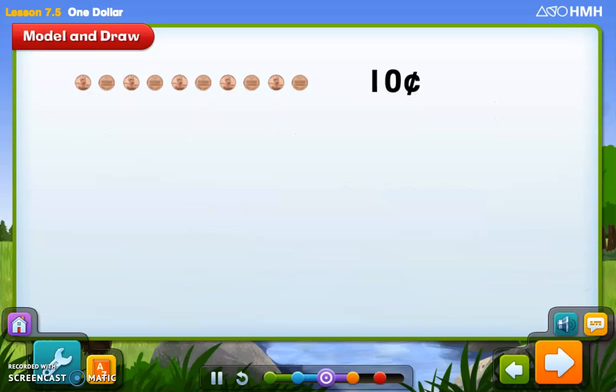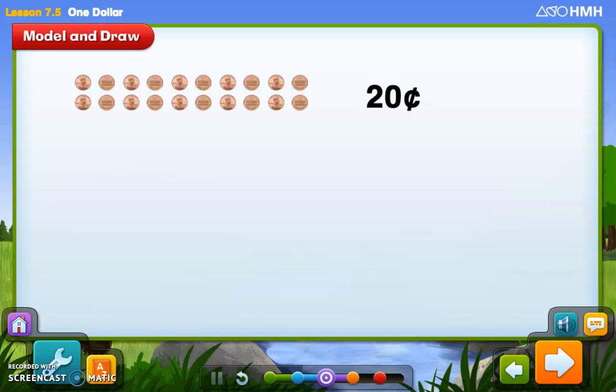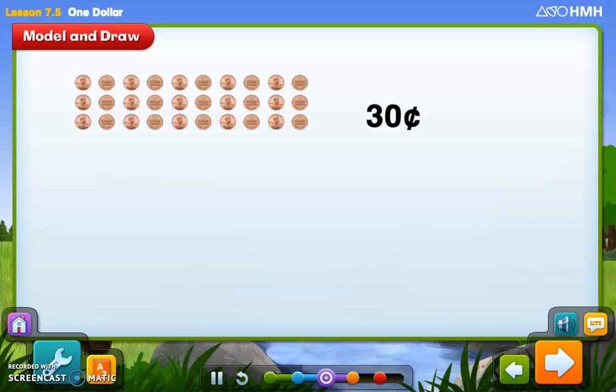Let's count pennies by tens until we have 100 pennies. Each row has 10 pennies. So the first row has a value of 10 cents. Now count forward by 10. There are 20 pennies in the first 2 rows. They have a value of 20 cents. There are 30 pennies in the first 3 rows with a value of 30 cents. Let's keep counting until we get to 100 pennies.